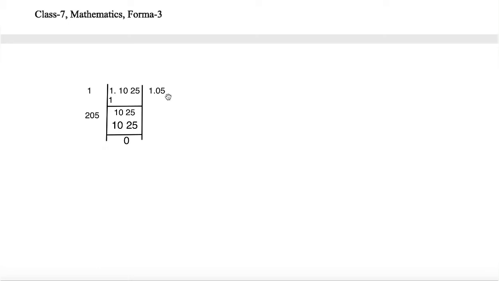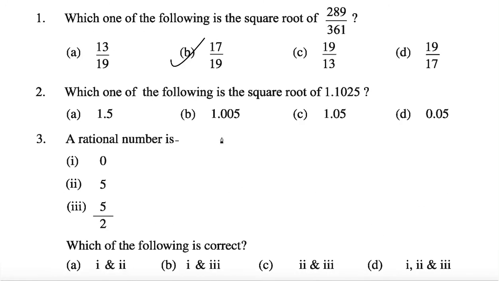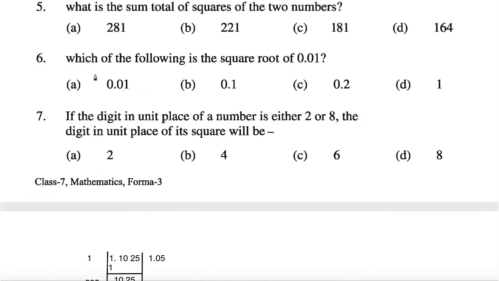You can check the answer. 1.05 squared is 1.1025. See, 10 is not sufficient. That is the reason why we put a 0. When you put a 0, you can bring down 25. Here also 0, here also 0. That is what happened. So what is the answer? 1.05. That is what we got, right?